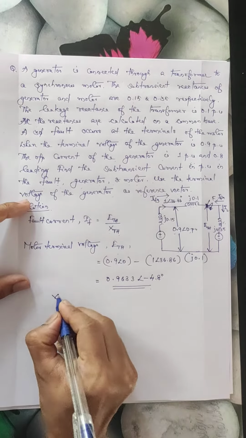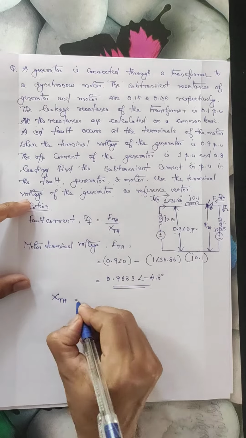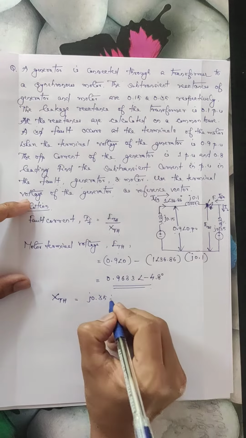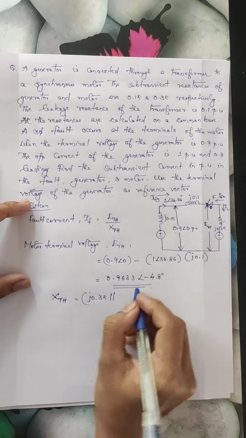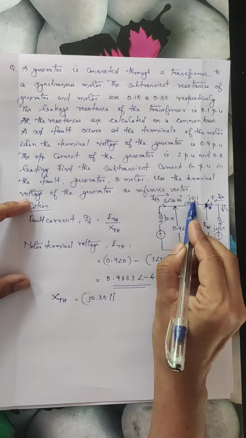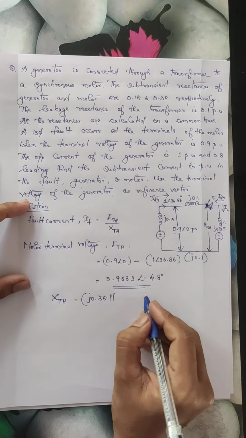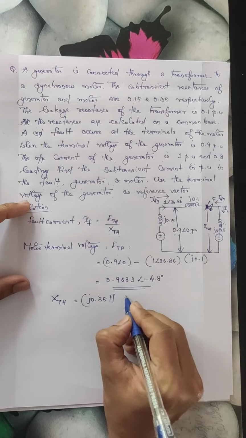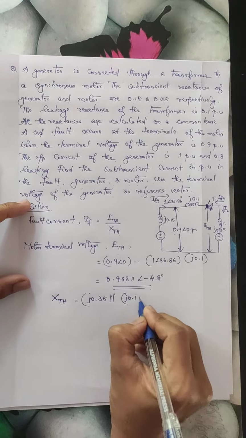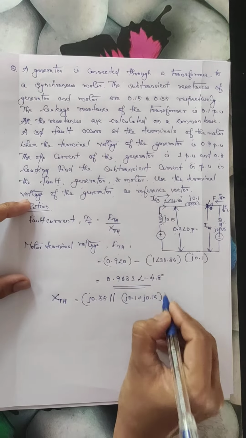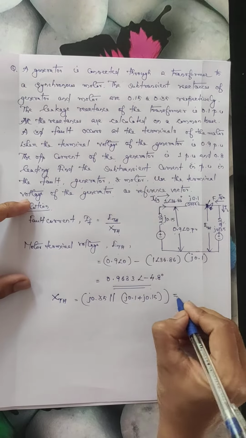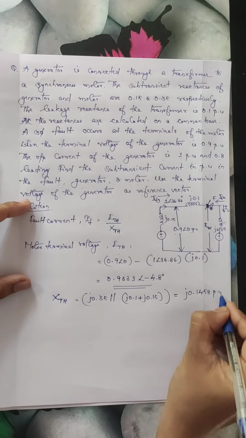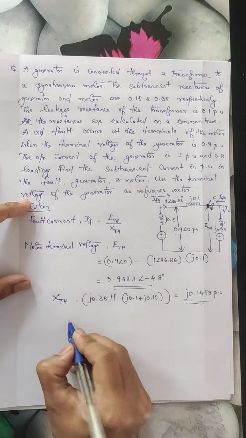So the Thevenin equivalent reactance XTH is equal to j0.35 parallel to j0.1 plus j0.15, and the answer will be j0.1458 per unit. So we have ETH as well as XTH.